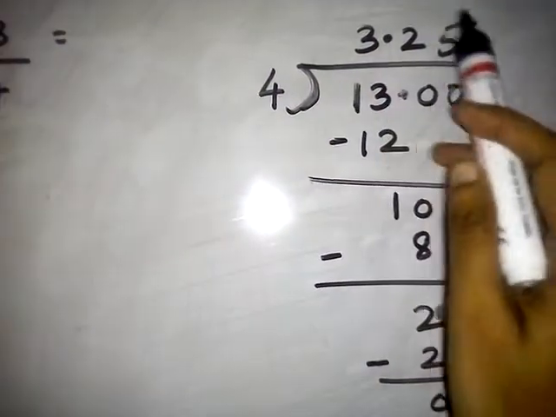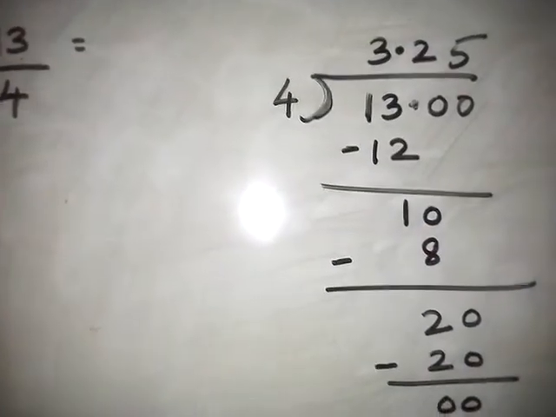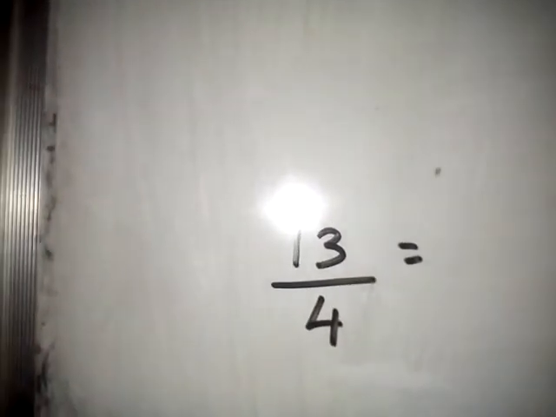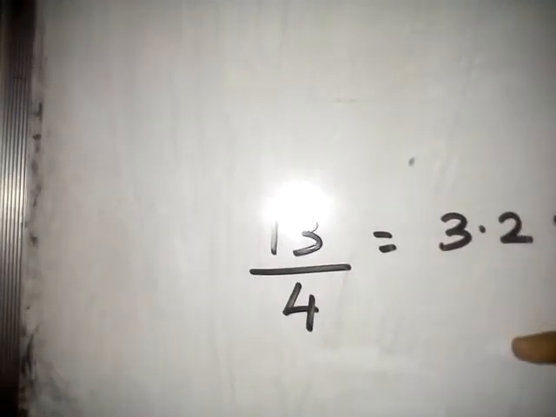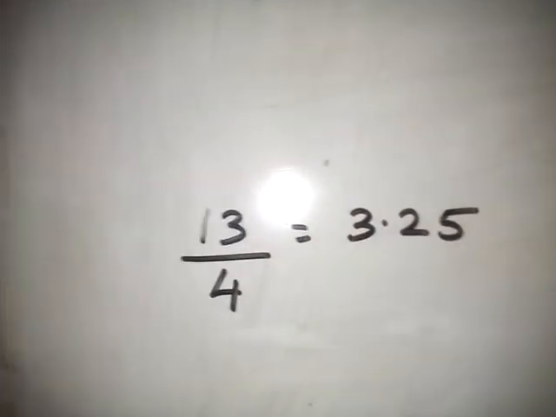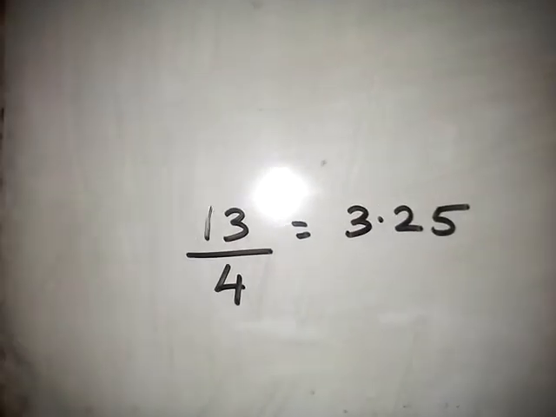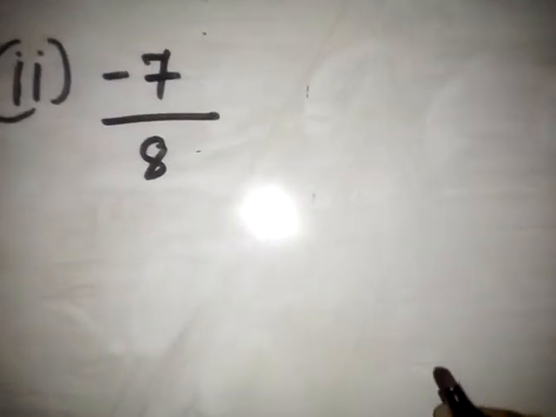Quotient, what you got, now you have to write the answer. The question what is given right here, 13 upon 4 is equal to the quotient what you got. This is the answer. Now look at the next one.